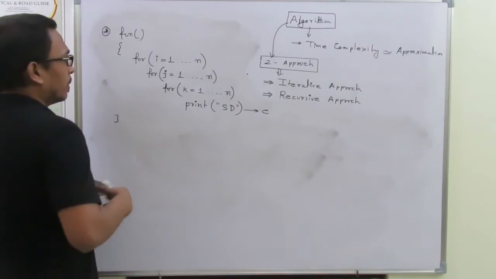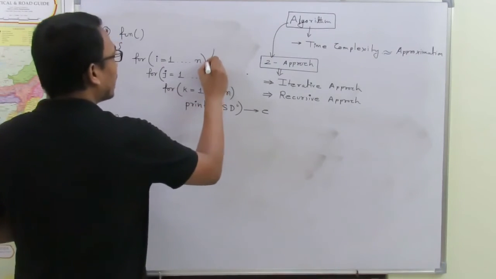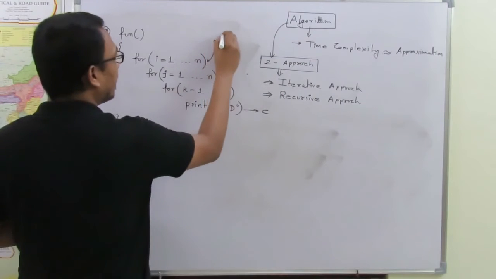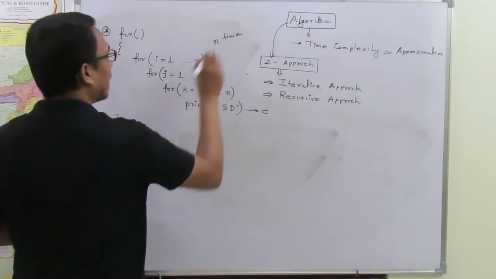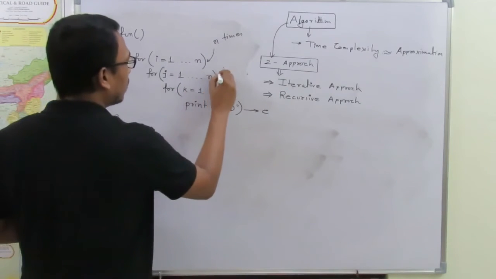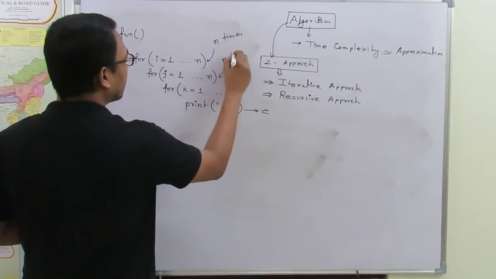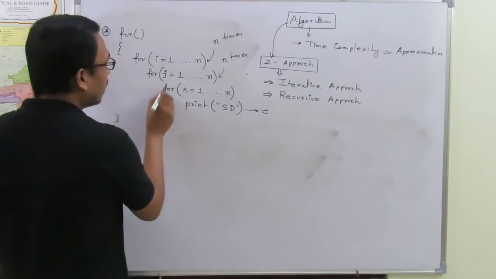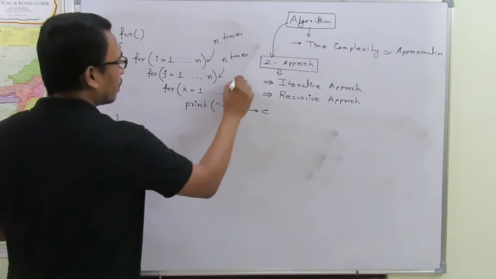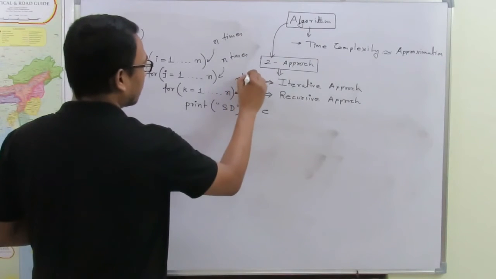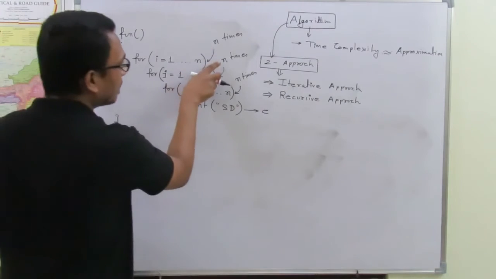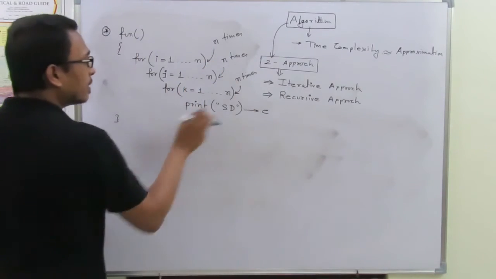So the first loop, how many iterations will it complete? It will complete n iterations, that means n times it will execute. The second loop again starts from 1 to n, that means it also continues for n times. Next, the third loop, the k loop, again continues its execution for n times. That means we have n times n times n, and then constant time.